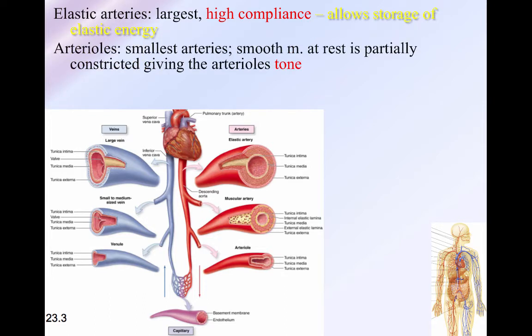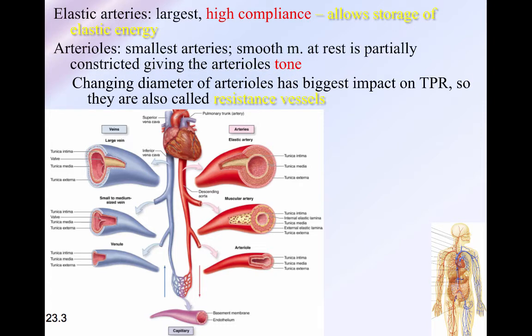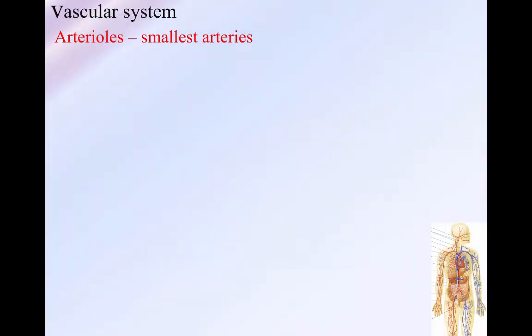The arterioles are the smallest of the arteries, and the smooth muscle in the arterioles at rest is partially constricted, giving the arteriole tone. And so that arteriole can either get the smooth muscle to relax and vasodilate, or it can get it to constrict further and vasoconstrict. Changing the diameter of the arterioles has the biggest impact on what's known as total peripheral resistance. And so the arterioles are also referred to as resistance vessels. We'll talk more about resistance to blood flow in class later on.